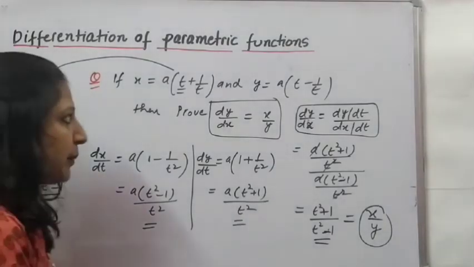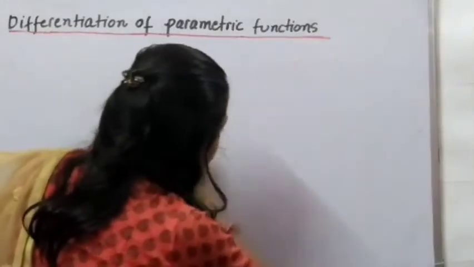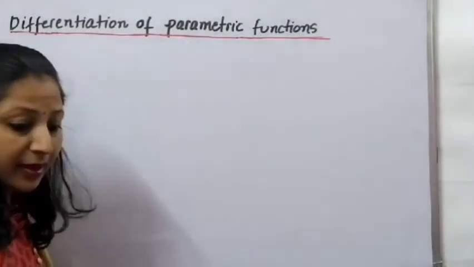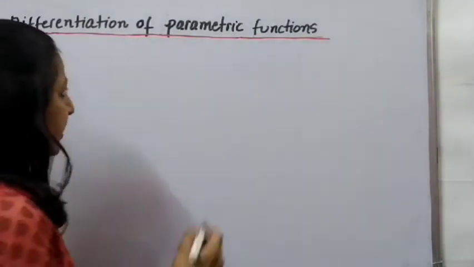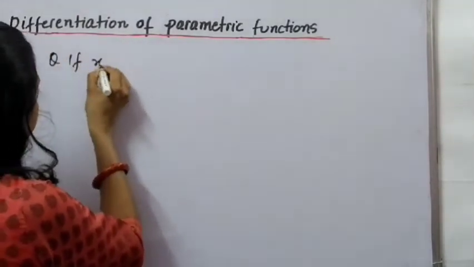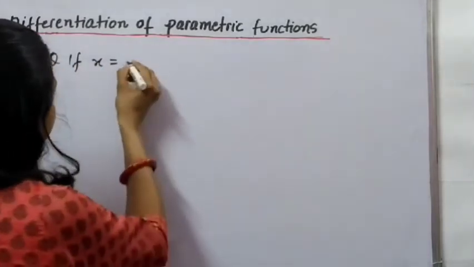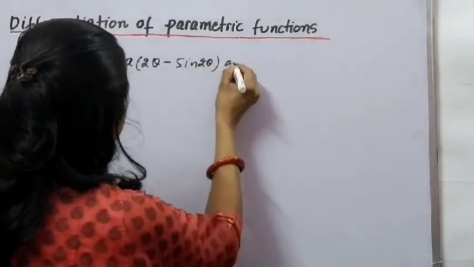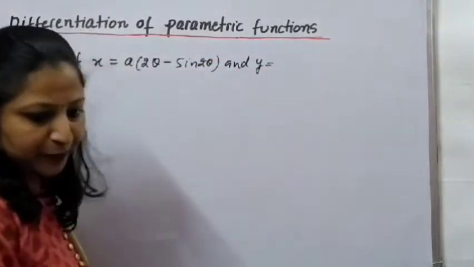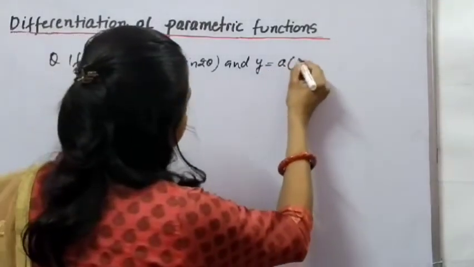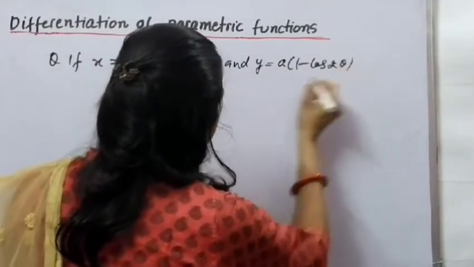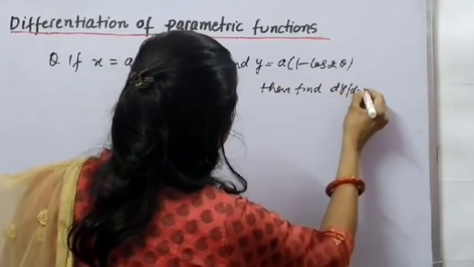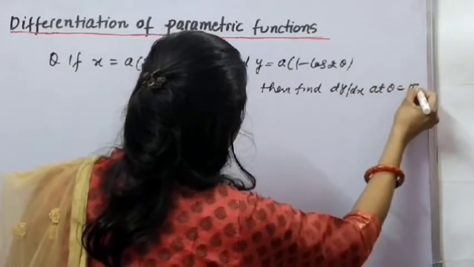So students, it's very simple. So let us come to our next question. Our next question is: if x is equal to a(2 theta minus sine 2 theta) and y is equal to a(1 minus cos 2 theta), then find dy by dx at theta is equal to pi by 3.